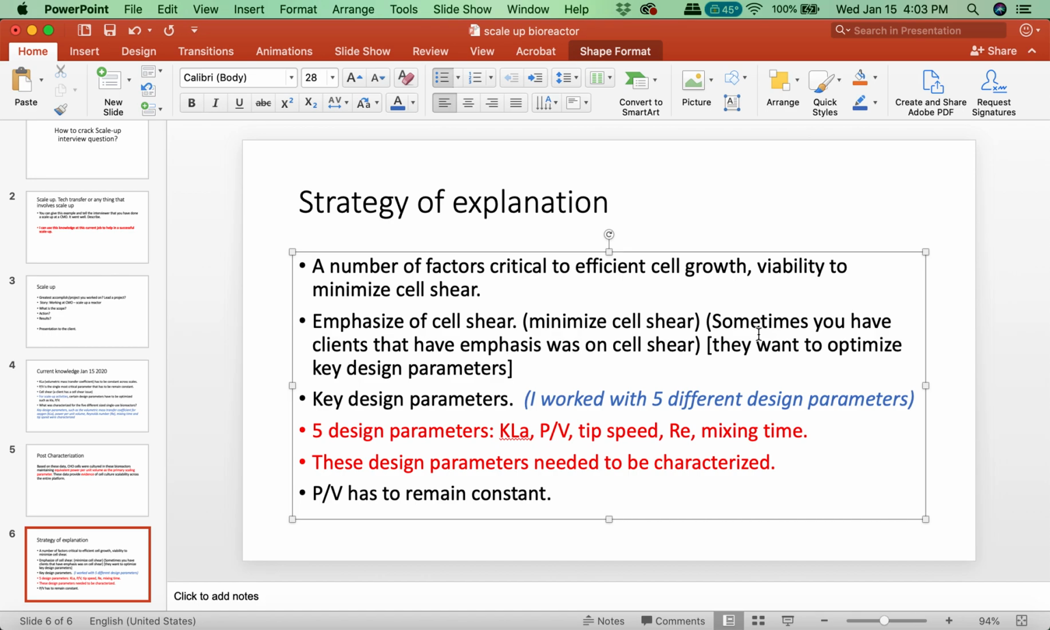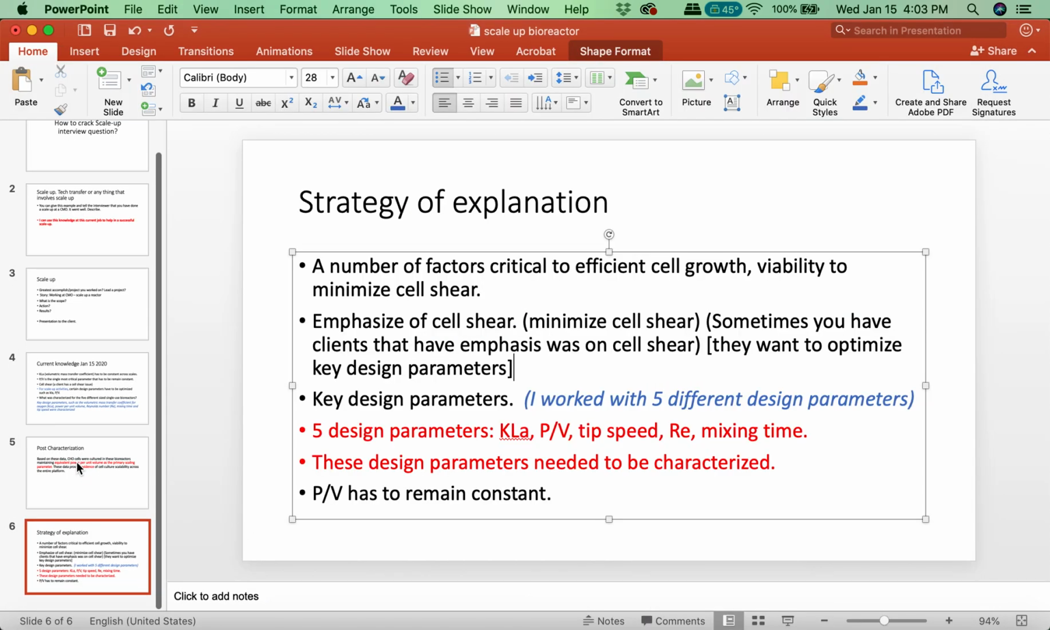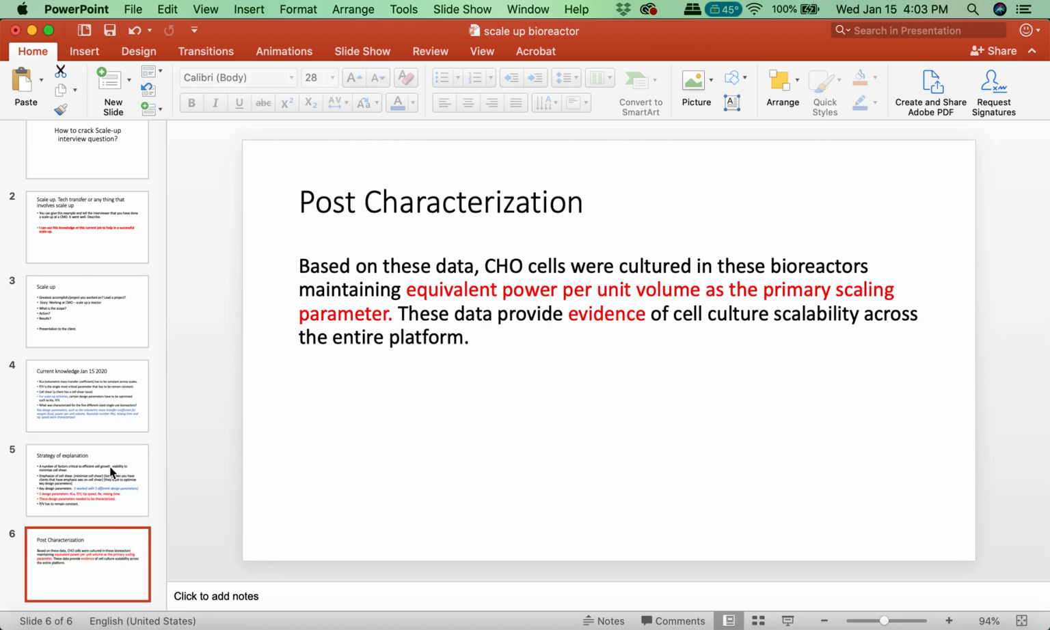And then I work with five different design parameters: KLA, P over V, tip speed, Reynolds number, and mixing time. And these design parameters have to be characterized, and usually based on these data, equivalent power per unit volume as the primary scaling parameter has to be maintained and kept constant. These data provide evidence of cell culture scalability across the entire platform.